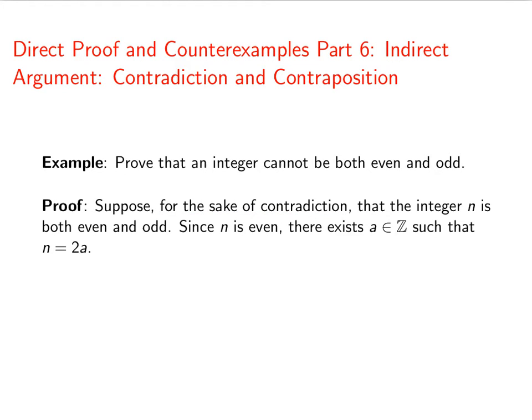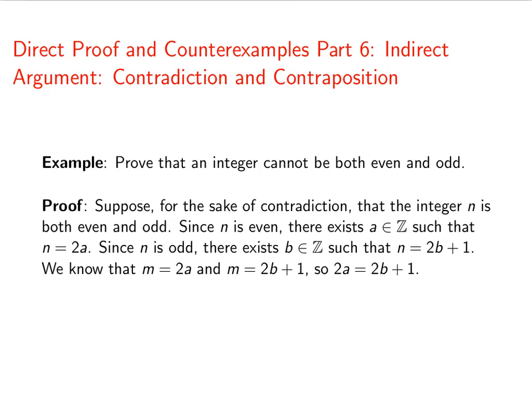Now what does it mean for n to be even? It means there exists an integer a such that n is equal to 2 times a. What does it mean for that integer to be odd? It means that there exists an integer b such that n is equal to 2b plus 1. Now, on the face of it, this is not necessarily impossible. Maybe you're just not clever enough in coming up with the right integer.